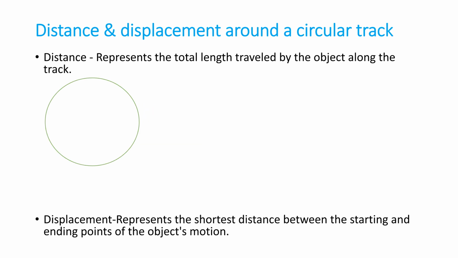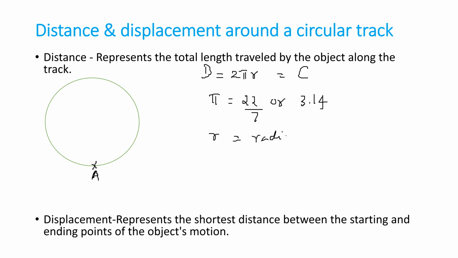Suppose an object starts from a point A on the circle and it covers the circular track. So the distance covered by the object around the circle will be equal to 2 pi r. That means it is the circumference of the circle. So what is the value of pi? Pi we can take as 22 by 7 or we can take as 3.14. And what is r? R is the radius of the circular track.